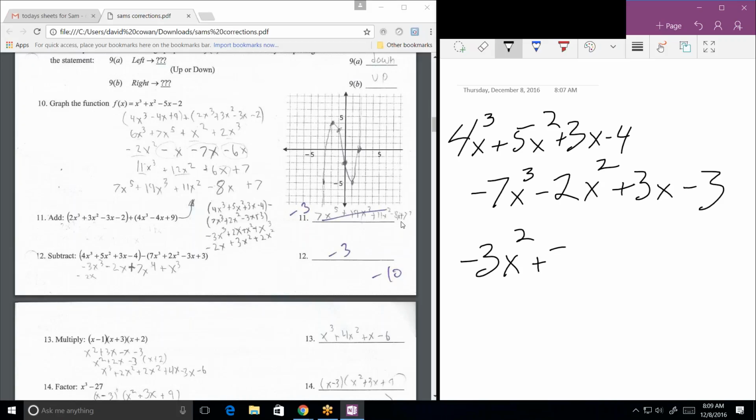I can't write 3x squared, it wouldn't have any meaning. What I'm writing is a polynomial where every term is being combined with another term. Excuse me, that was a cube there. 3x squared. Okay, how about the x's? Plus 6x.